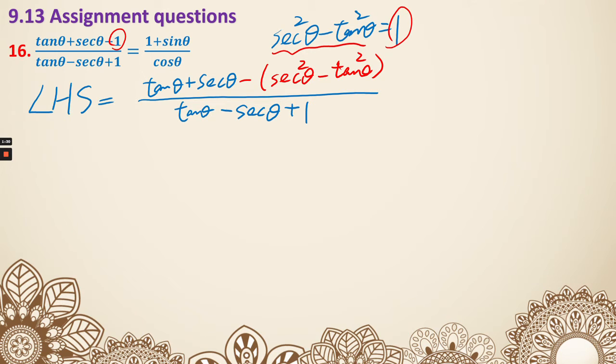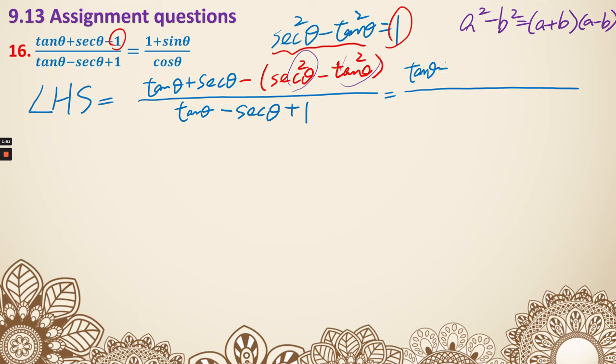As for the top, we not only have this, you may also notice this happens to be a perfect square minus a perfect square. So we have a squared minus b squared, which is a plus b times a minus b. So I'm going to rewrite that into that format now. I can keep everything else, which becomes tangent theta plus secant theta. Bottom stays the same, tangent theta minus secant theta plus 1. Now I'm going to rewrite that perfect square part. That becomes minus secant theta plus tangent theta, secant theta minus tangent theta.